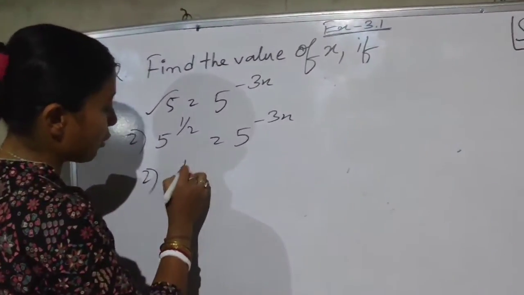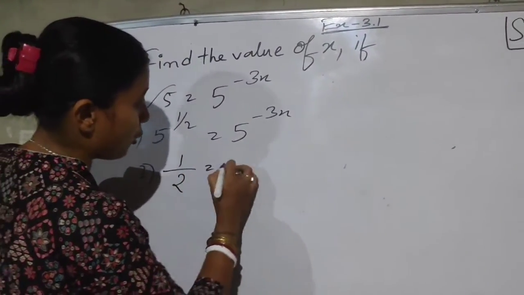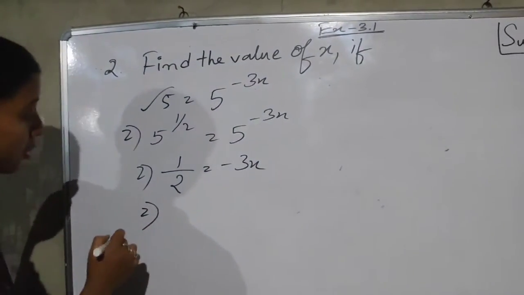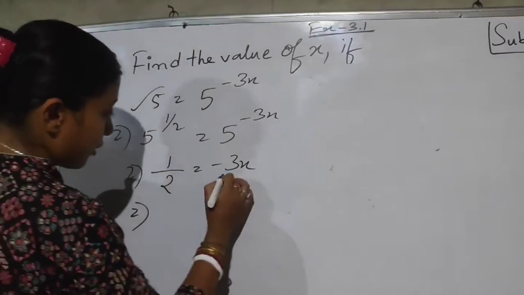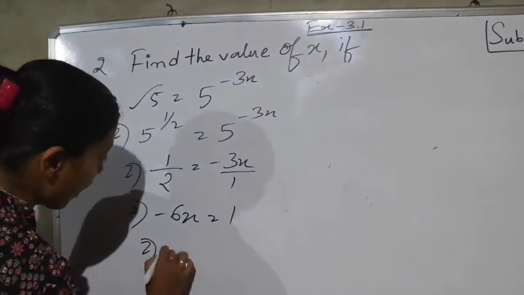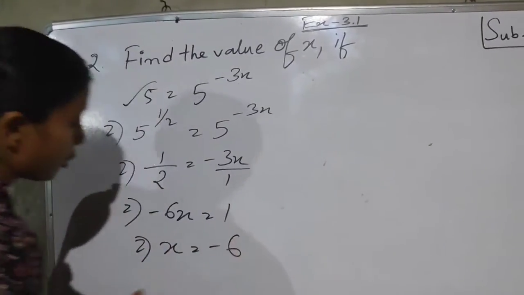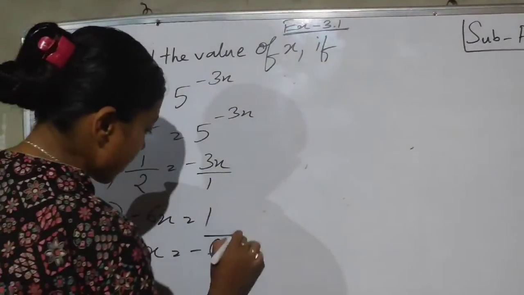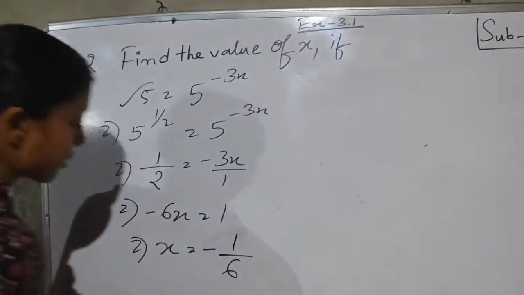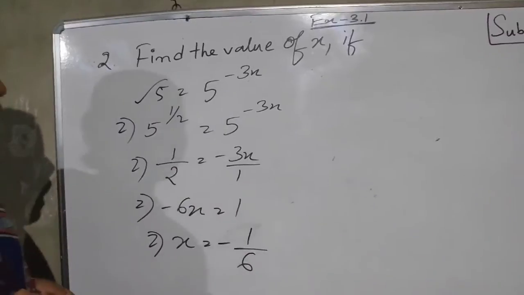So now from here we can write 1 by 2 equal to minus 3x, right? So now cross multiply it. So we have, this side is what? Minus 6x equal to 1. So x will be equal to what? x will be equal to minus 1 by 6. Right? This is our answer.